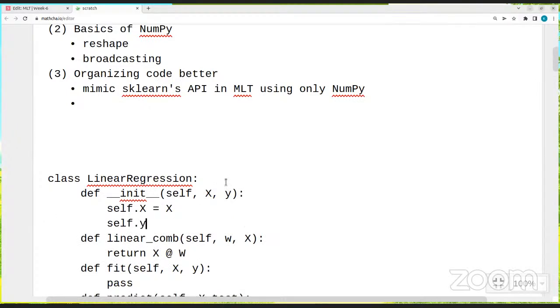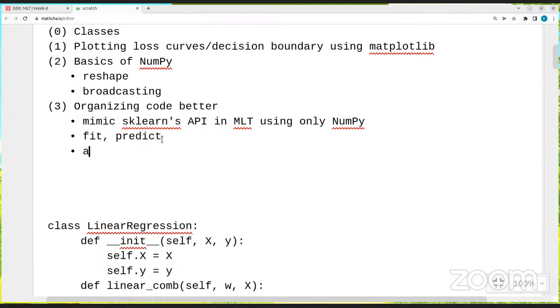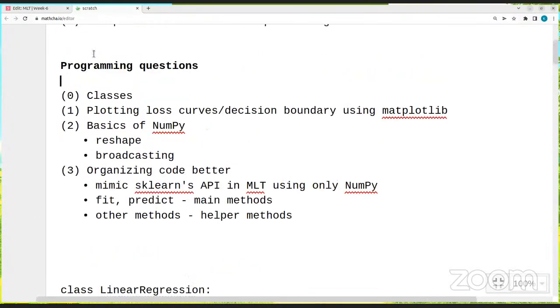So the basic idea is you want your classes to mimic the APIs of sklearn, and the most important APIs are fit and predict, and these are in some sense the main methods that you write in your class. The other methods are more or less helper methods which help you fit and which help you predict. This is one way to organize your code better, and this is one reason why we are using classes.